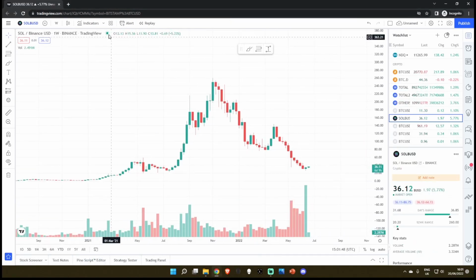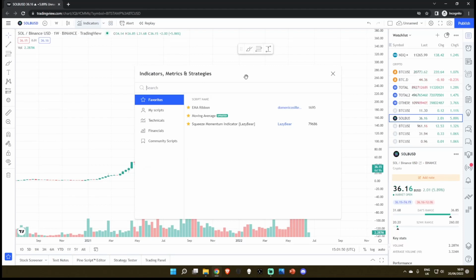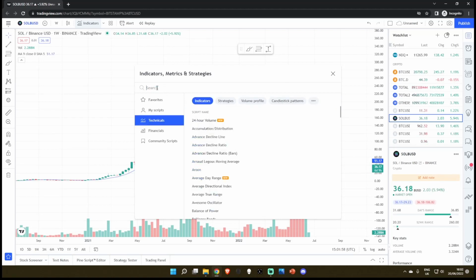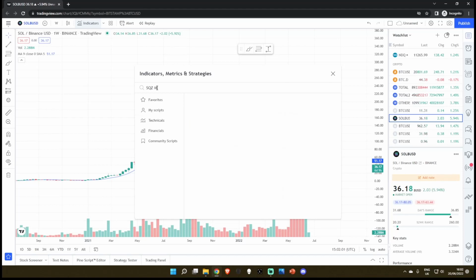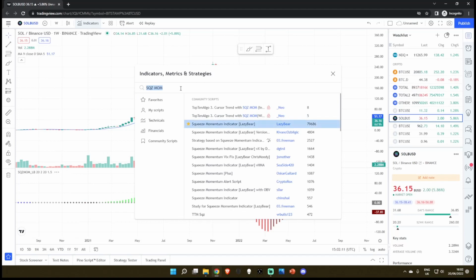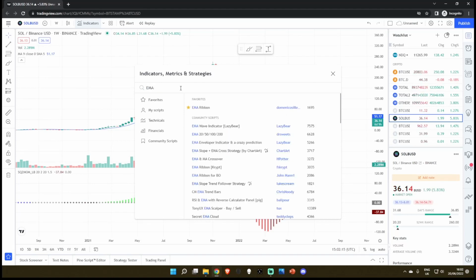Now, what you want to do is head over to the indicators, and you'll need three things. Number one, you'll need the moving average. Simply type in moving average and slap it on your chart by clicking on it. The next thing we're going to need is the squeeze momentum indicator. So simply type in SQZ MOM and you'll see this indicator down here, the squeeze momentum indicator by Lazy Bear. The third and final indicator we need is the EMA ribbons.